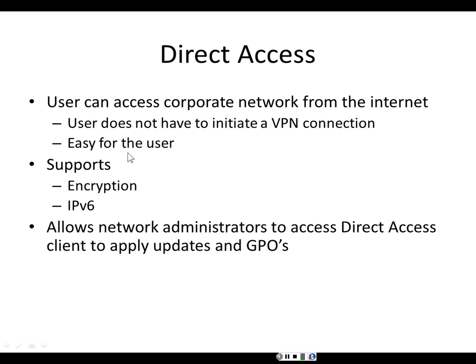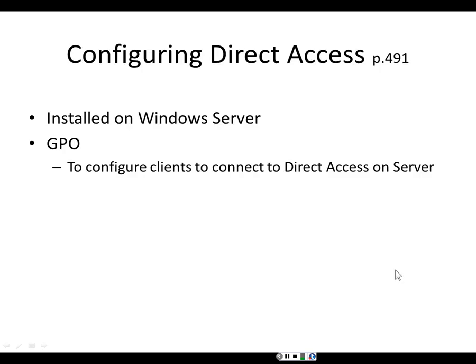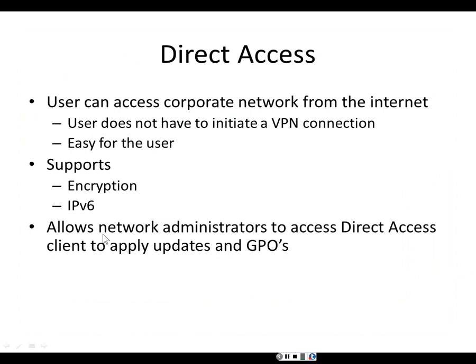It's easier. It also supports encryption and IPv6, and another thing it does, it allows the network administrators to access direct access to apply updates to client computers using group policy. So it works the other way. That is to say, these computers here can be configured. Group policy can be pushed from the corporate network to the Windows workstation client to push updates or to install new programs.